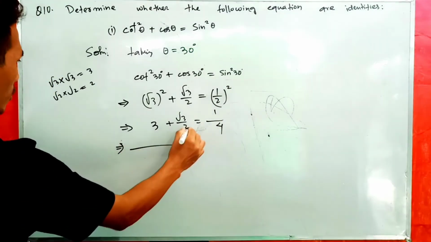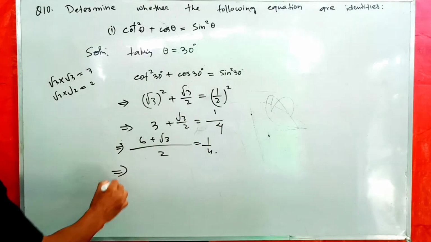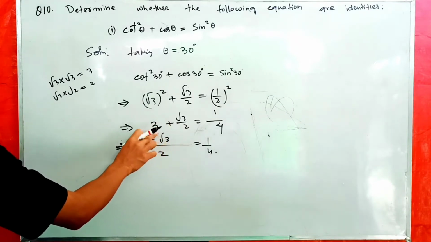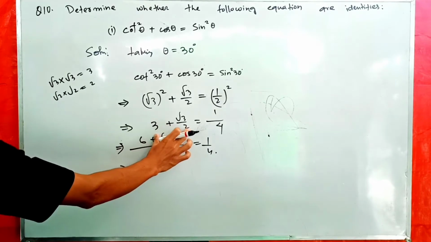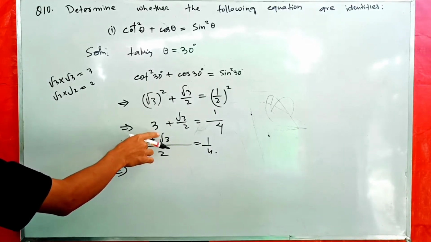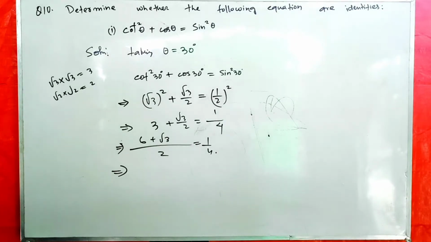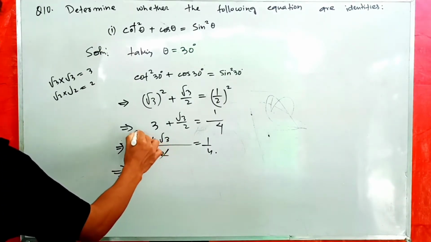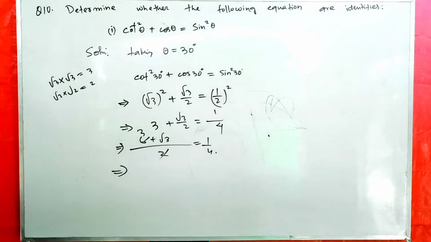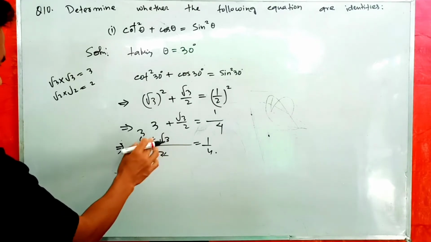Okay, let's take the LCM of these two. 2, 3 are 6 plus root 3 equal to 1 by 4. Numerator, denominator. 1 to 2 is 2. 2, 3 are 6. So keep in mind 1 to root 3 will be root 3 plus. Okay. Now we learned that you can cancel. 2, 3 are 6. Okay, which is not possible. There is no way to show this equal to 1 by 4. So this is not required.